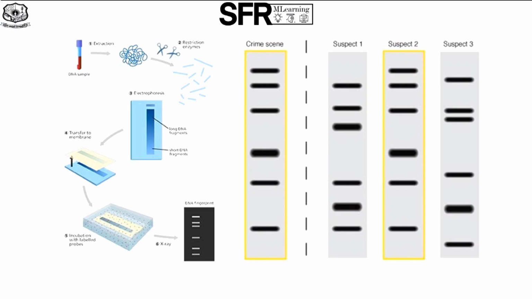Again, I have shown the process here: extracting the DNA from the sample, whether blood or anything else, then restriction digestion, electrophoresis, and the blotting process by which it is transferred to the hybridization membrane. Then, by autoradiography, the result is obtained on X-ray film, and by comparing the profiles we can find accurately who has committed the crime or murder.